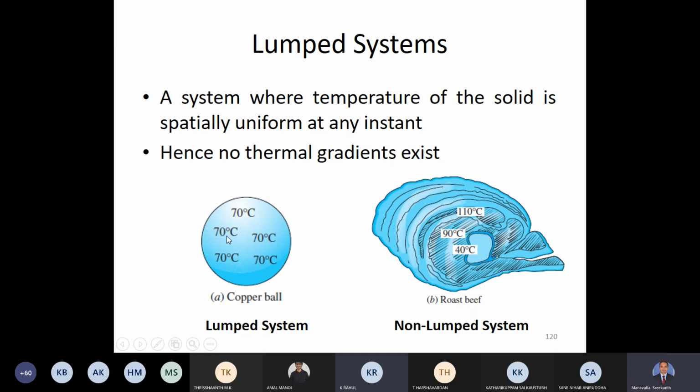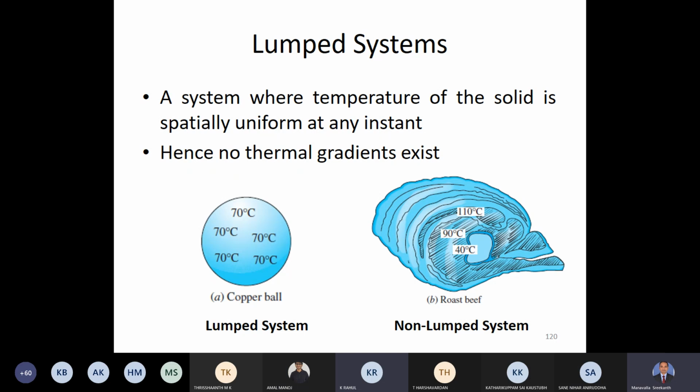Now you see here, there is a copper ball. Now copper is a good conductor or a bad conductor? Tell me. Copper is a good conductor or bad conductor? Good conductor, sir. What's its conductivity? It's about 300, about 300 watt. 400, no?